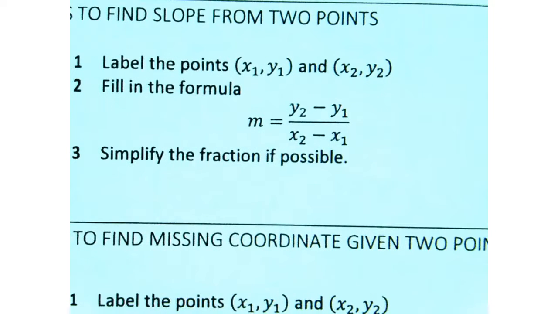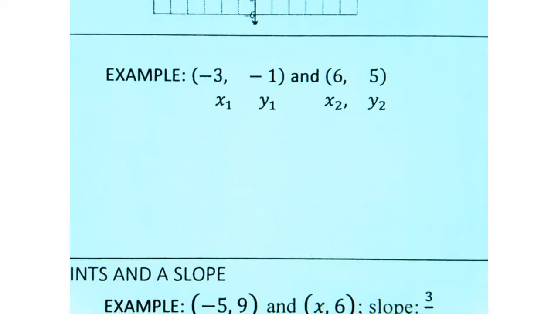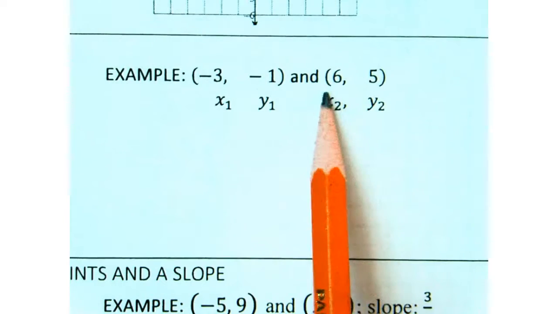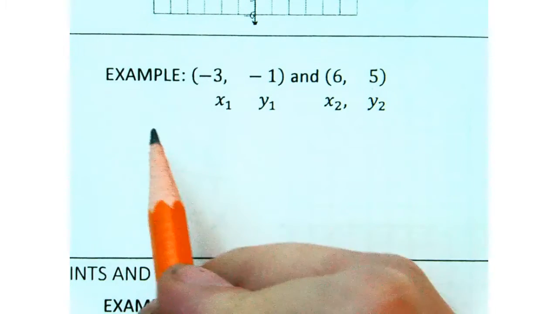We will now practice finding the slope from 2 points when we do not have a graph. To do this, we use the slope formula. m equals y sub 2 minus y sub 1 over x sub 2 minus x sub 1. To use the slope formula, begin by labeling the points. The first point should be x1, y1, the second x2, y2.